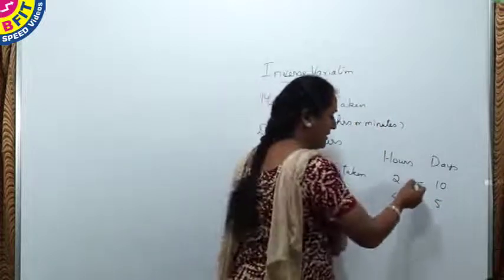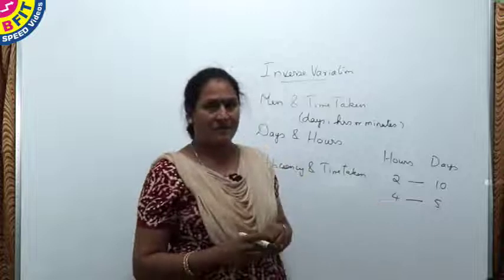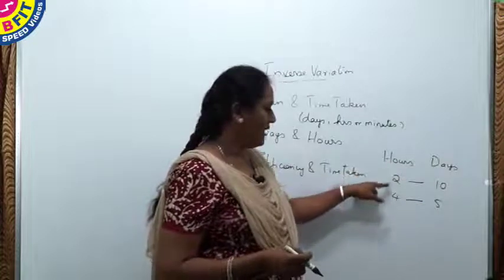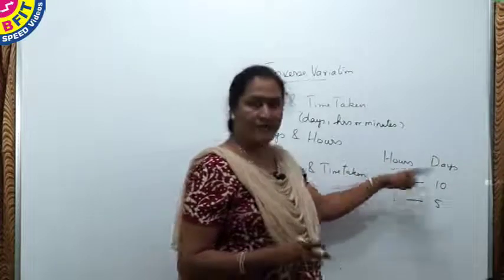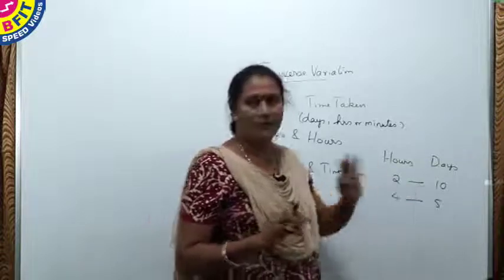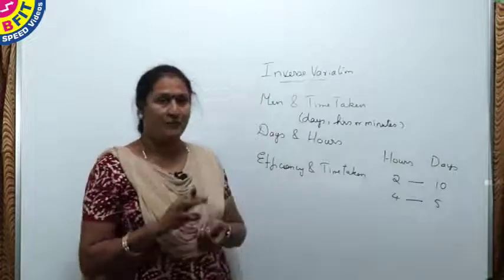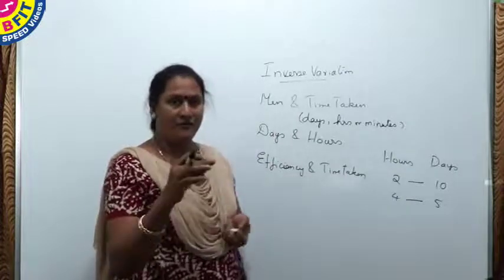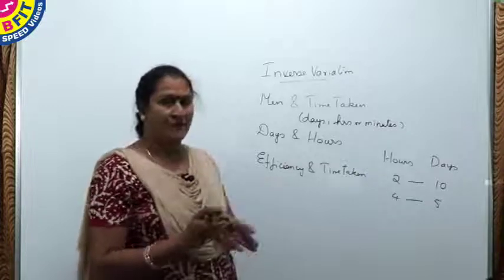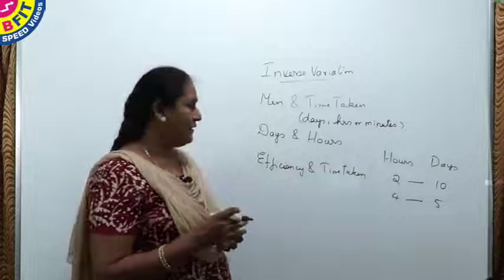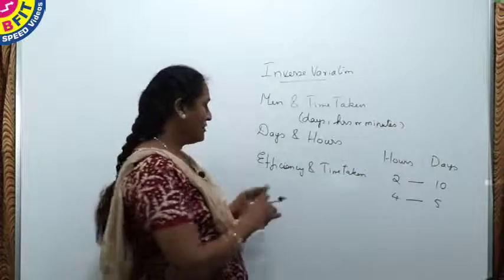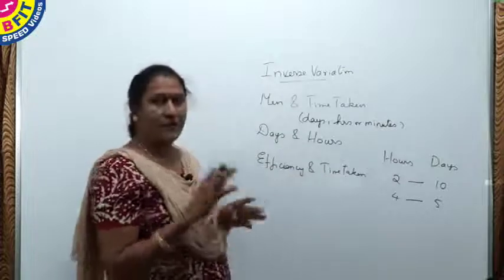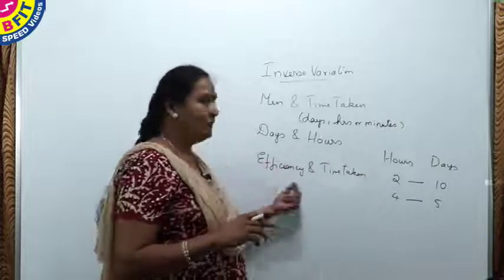Here they vary inversely, so the parallel products will be the same. So 2 into 10, 20, 4 into 5, 20. Your number of hours is in the ratio 1:2. The number of days will be in the inverse ratio 2:1. So days and hours also vary inversely. The same way, efficiency and time taken also vary inversely. To do the same work, if a person is more efficient, he will take less time than a person who is less efficient. So efficiency and time taken also vary inversely, and you can use the parallel product concept to find whatever is asked.